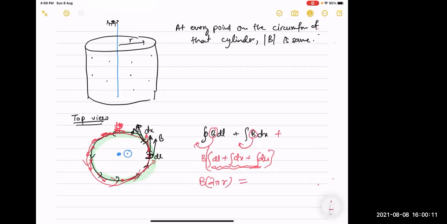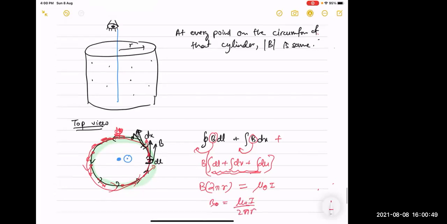Now according to Ampere's Circuital Law, this must be equal to mu naught times, now look, which is your loop? This is the loop, the green one, right? Mu naught times the net current passing through the loop. Which current is cutting this loop? This current is cutting the loop. How much current is that? That is I. So just mu naught I. It is done, it came in one line. What is the answer? B is equal to mu naught I by 2 pi r.